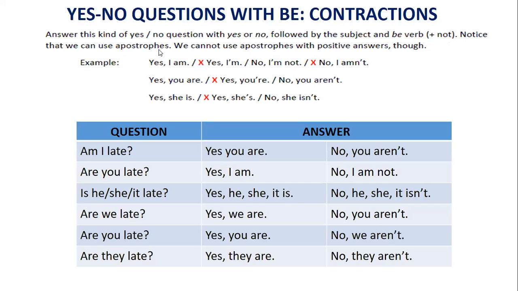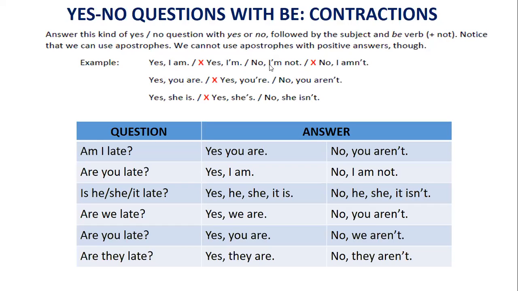Notice that we can use apostrophes, ¿verdad? Acuérdese que para hacer las contracciones utilizamos apóstrofes. We can use apostrophes with positive answers though. Dice que con las respuestas positivas lo ideal es no usar apóstrofes. Por ejemplo, decimos, yes, I am. Sin embargo, ustedes cuando escuchan hablar, a veces escuchan que las personas dicen, yes, I'm. Y es normal que contracten a la hora de hablar, pero lo ideal es hacerlo de la forma full, ¿verdad? Eso es lo correcto, ¿verdad?